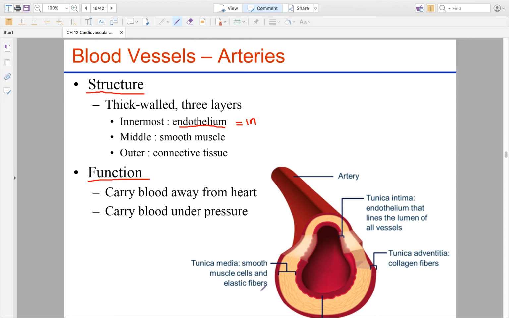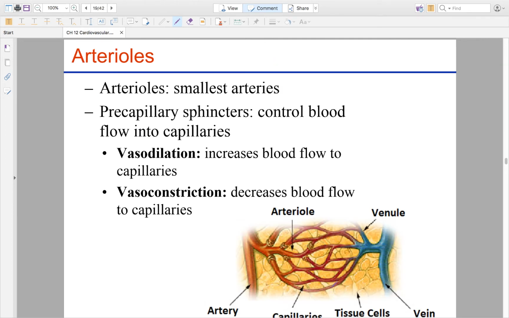Now, if we want to get very technical, we can. The innermost layer is called the tunica intima. The middle layer is tunica media. Think of middle, media, M for middle. Tunica intima, the inside, tunica inside, right? And then the outside is tunica adventitia. And then, of course, the blood will flow in this region inside of here.